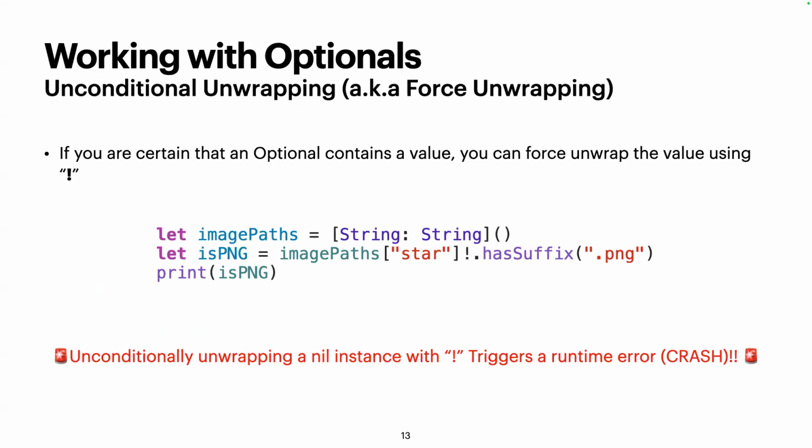Now, right now, this code is going to crash. It's going to crash your app. Why? Well, because there's nothing in the dictionary right now. There's nothing in it. So there's nothing associated to the key of star. So when we run this, it's going to blow up. It's like, okay, I can't call has suffix on a nil. So this is going to trigger a runtime error, and your app is going to crash, which is not good.